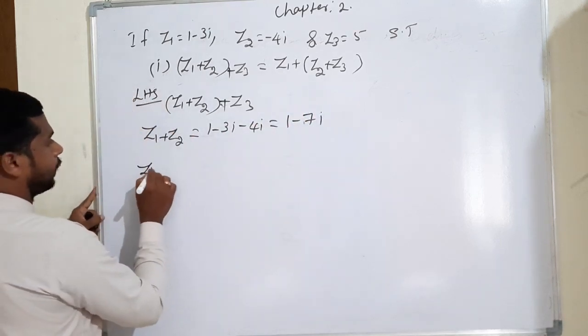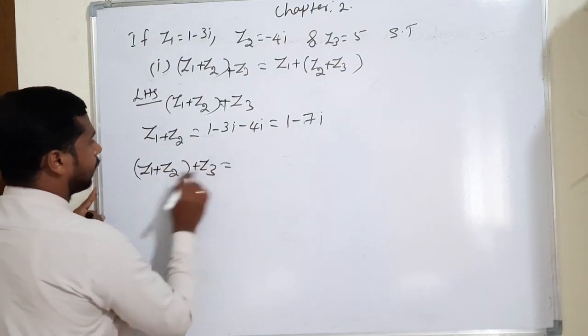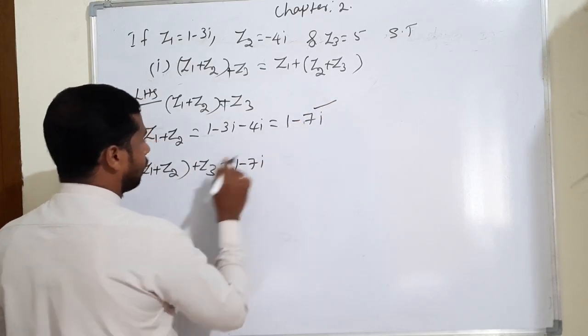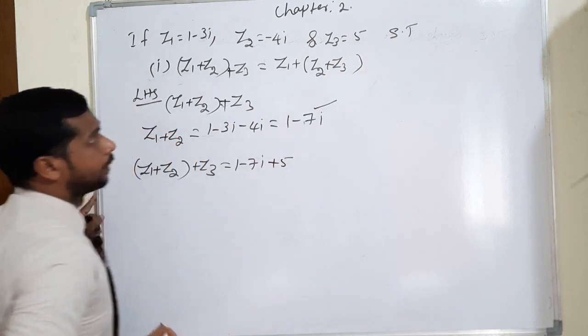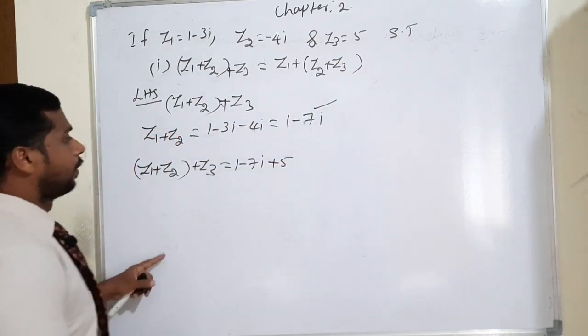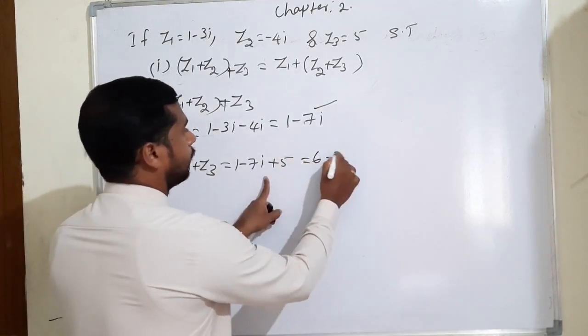Then z1 plus z2 plus z3. Already we found z1 plus z2 is equal to 1 minus 7i. Then plus z3. z3 is equal to only 5. Therefore, add the real parts, 1 plus 5, 6 minus 7i.